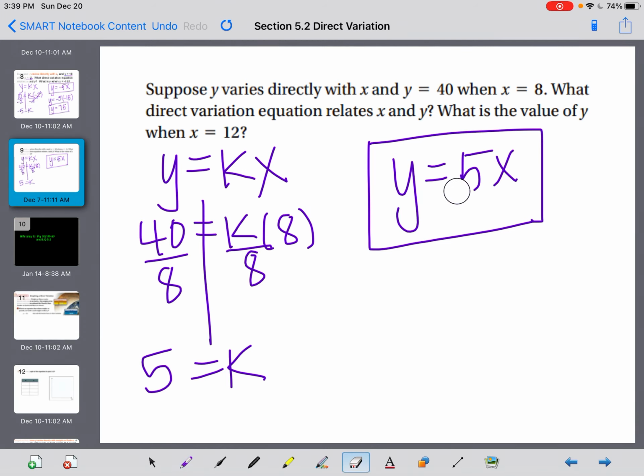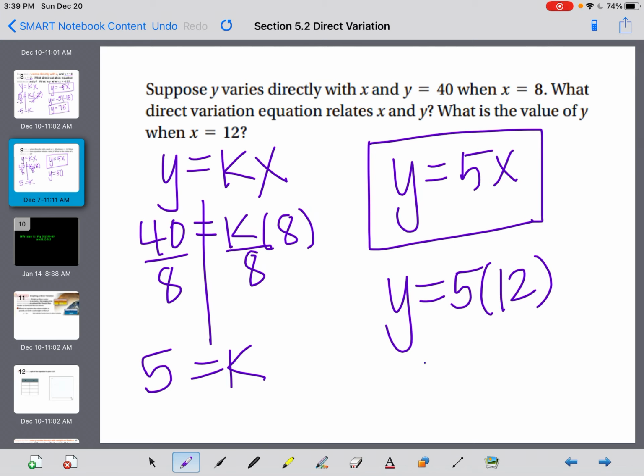Sorry, that's supposed to be a 5. Okay, and then what is the value of y if x is 12? Well, 5 times 12 is 60. So if x is 12, our y is going to be 60.